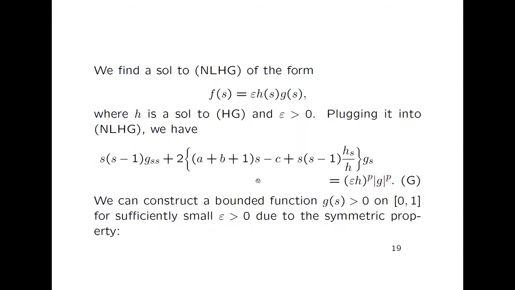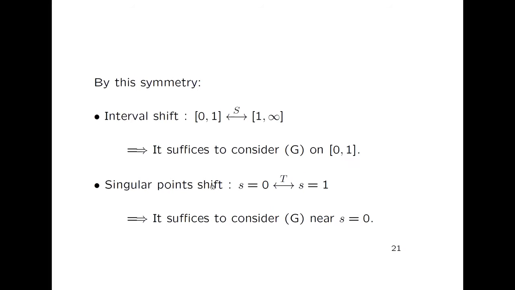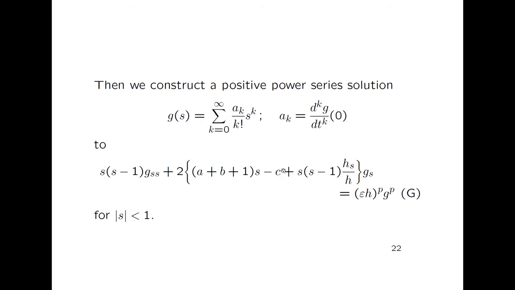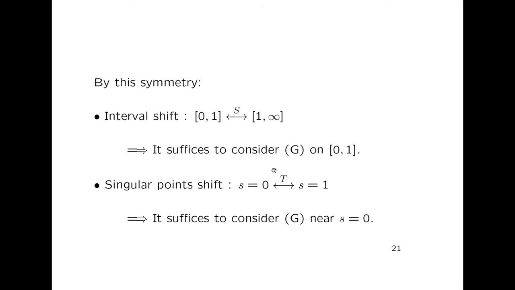Okay, let me go back to the equation G here. There are two singular points, 0 and 1. This is the most delicate point, but we can always shift 0 to 1 and 1 to 0 by the operator T. So it suffices to consider G only near s equals 0. The information for s equal to one can be derived from the information for s near zero by using this operator T. So all our consideration is only near the origin, s equal to zero. This is my first reduction.